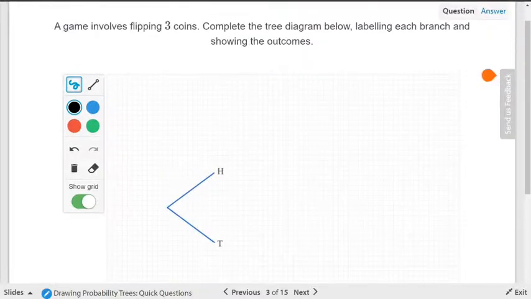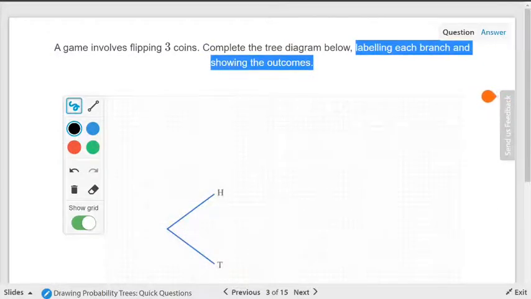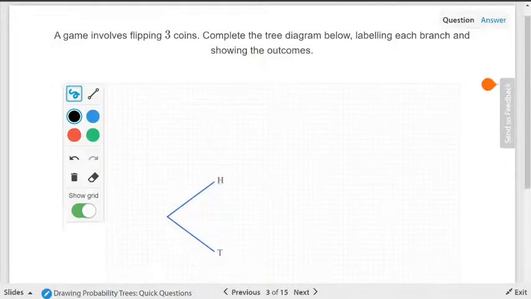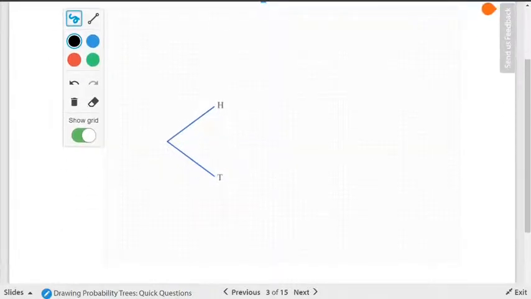What we're looking at here is a game that involves flipping 3 coins. Complete the tree diagram below, labeling each branch and showing the outcome. Okay? So, we're only flipping coins, but look how much space they give us.